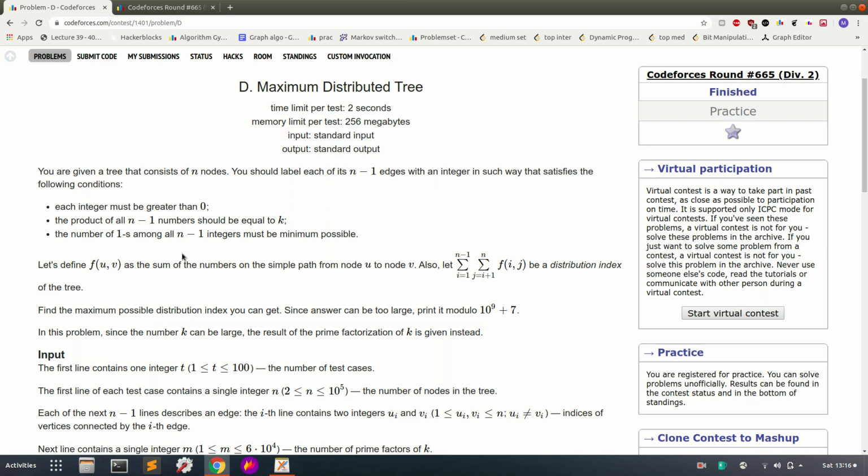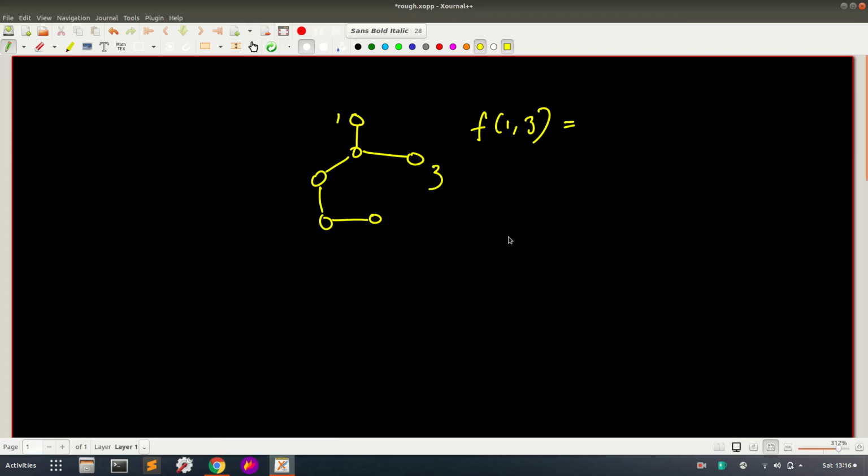Now the distribution index of a tree has been defined using this function f, which is basically the sum of numbers on the simple path from node U to node V. So what we have to do is, if we have been given a tree over here, we want to allocate numbers to each of these edges such that we obtain the maximum possible distribution index.